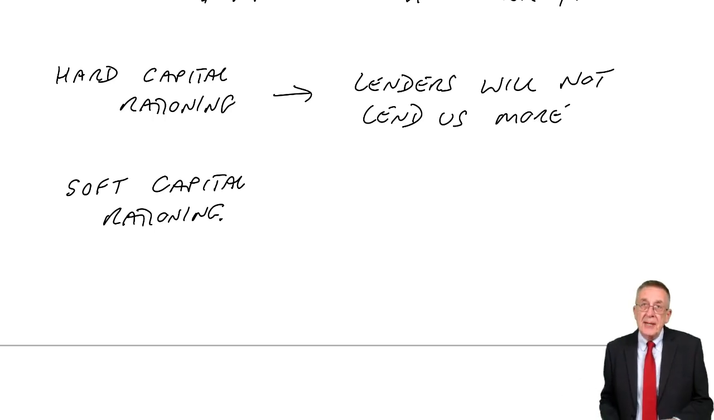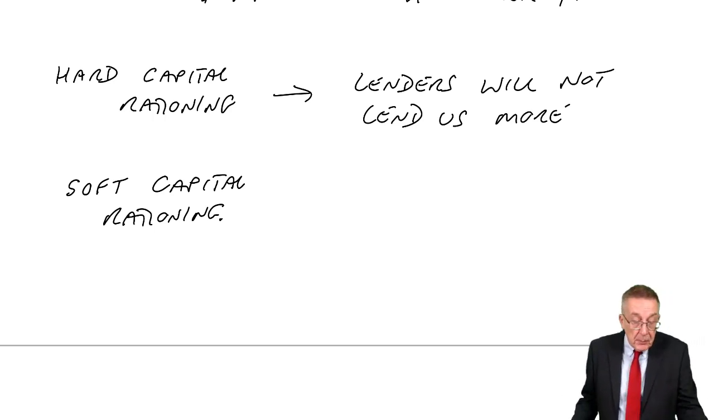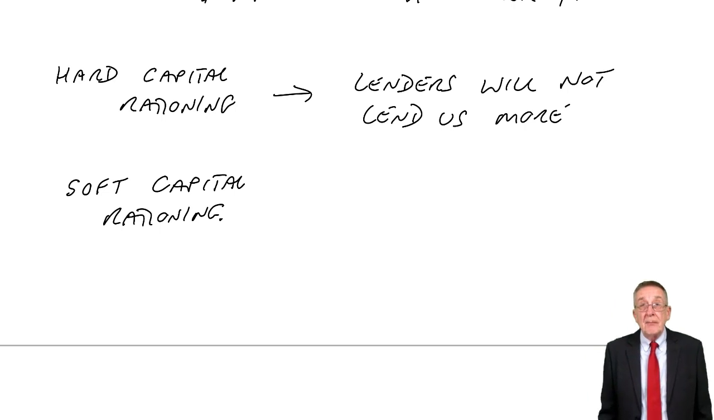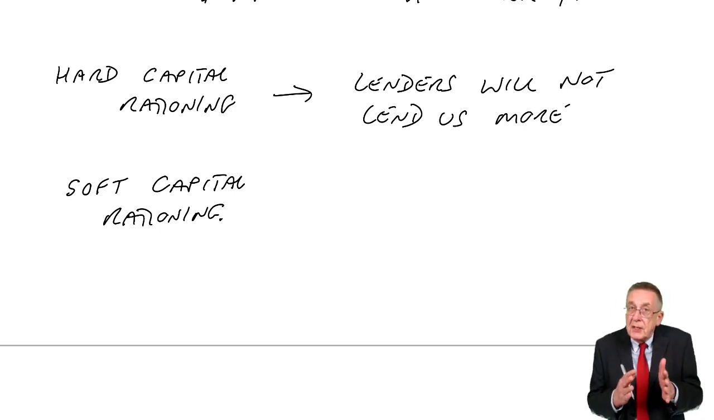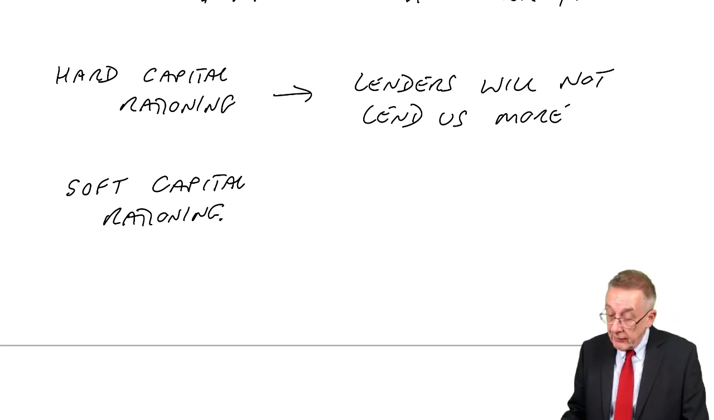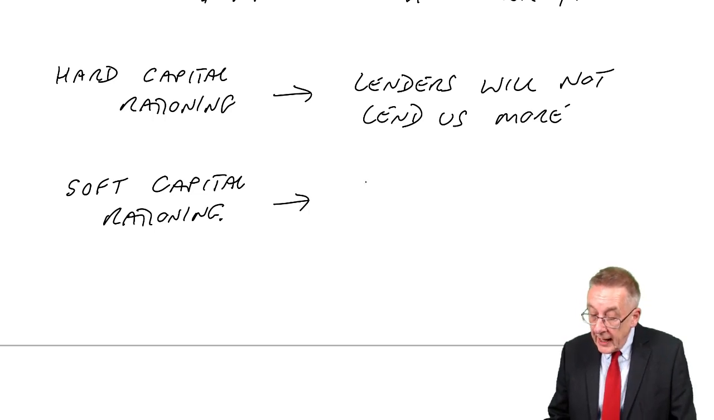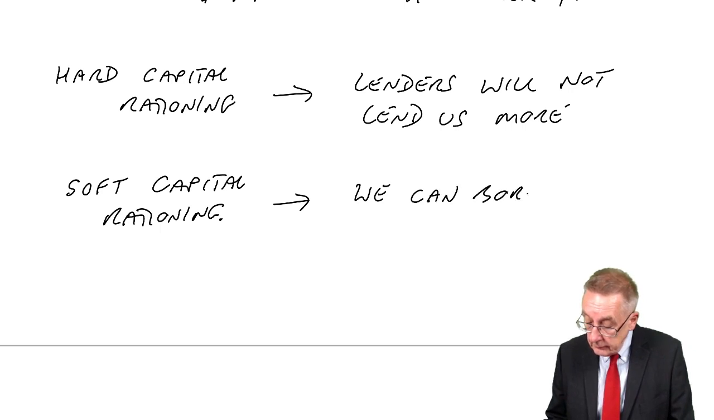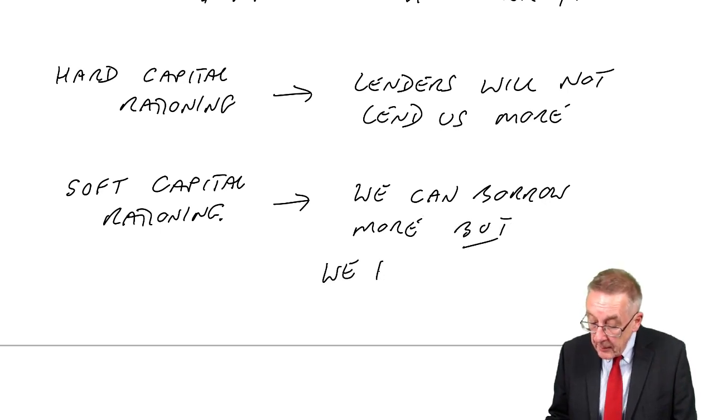And the same happens with companies. The company might be able to borrow $2,000 or something, but they've chosen to limit the amount to $1,600. And if that's the reason, it's soft rationing. It's where we can borrow more, but we have limited the amount we're prepared to borrow.